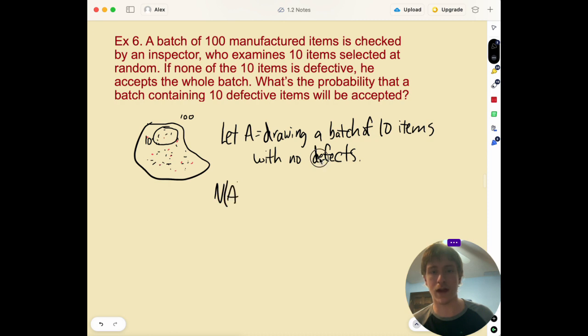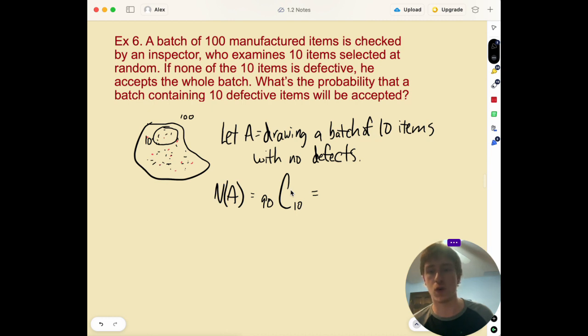So how many different ways can that occur? How many different ways can you choose a group of 10 that has all good items? Well, in this population, 90 have no defects and 10 have defects. So we essentially want, out of the 90 items without any defects, we want to choose 10 of them in our sample. All right? So out of the population of 90 good items, we want to choose 10 of them in the sample. Okay, so how many ways can this occur?